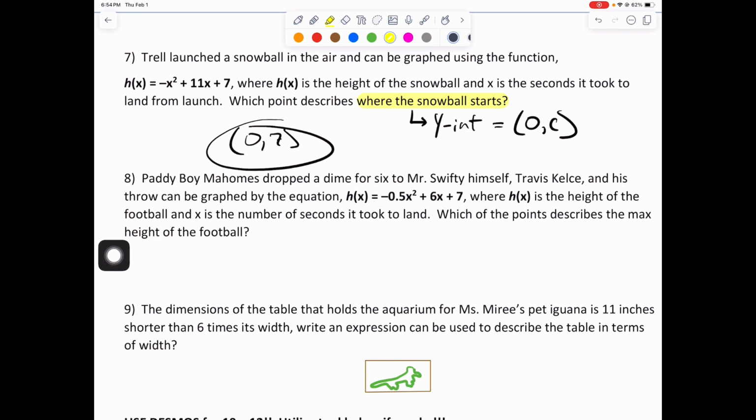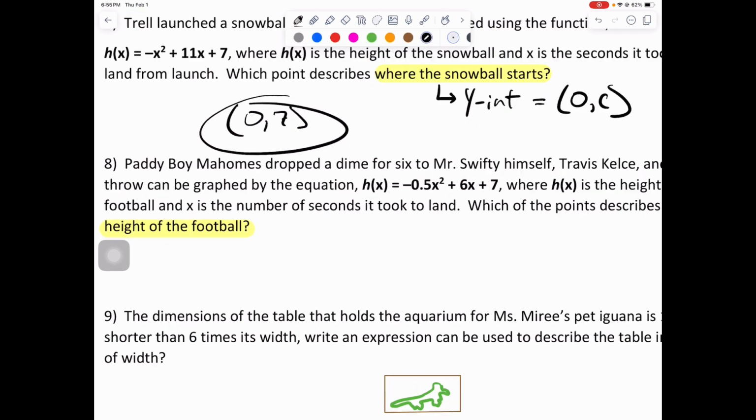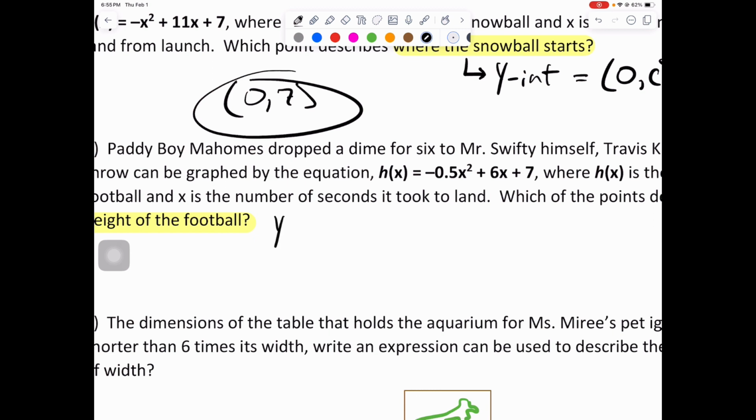All right, what did you guys pick up on right away right here? Which of the points describes the max height of the football? And what do we know about the max or the min? Yes, the vertex provides that, and that is the y value of the vertex. So what I want you to write down is, because of that max, we're looking for the y value of the vertex. Now, that is up to you to plug into your Desmos or to find the axis of symmetry and plug in your x value to solve.